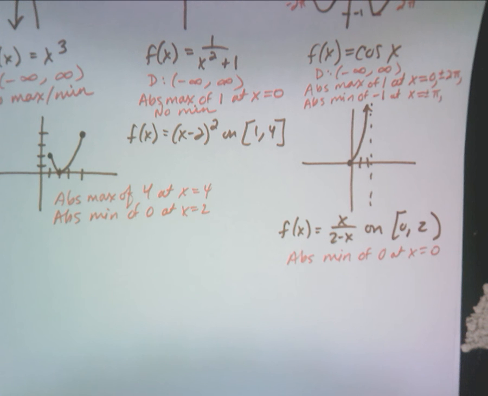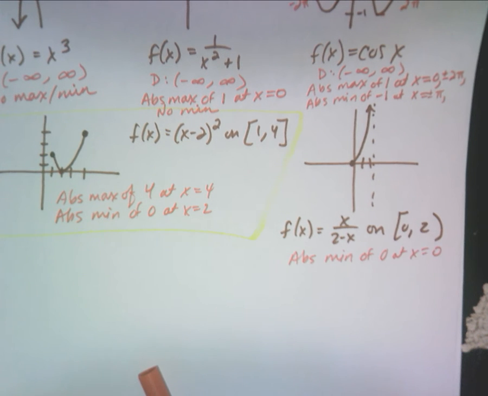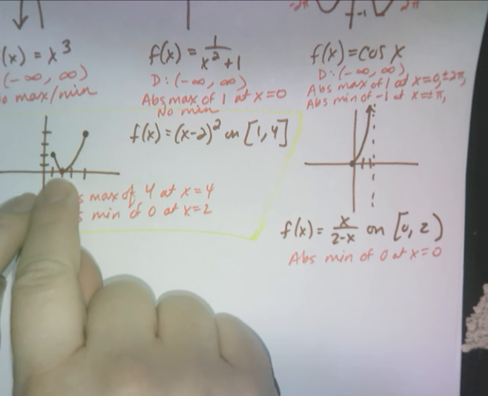So here's what we're going to talk about just to give you an overall idea. This one right here is probably the main one we're going to focus on at the end of today. Absolute maxes and mins can only occur at the endpoints on an interval or at this point right here, which is called a critical point.